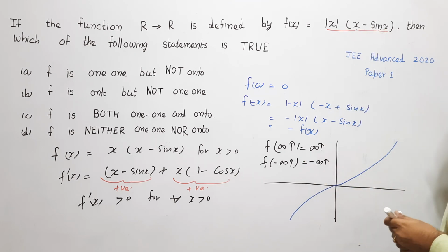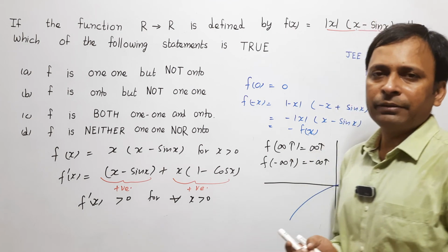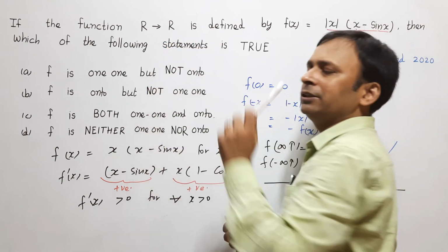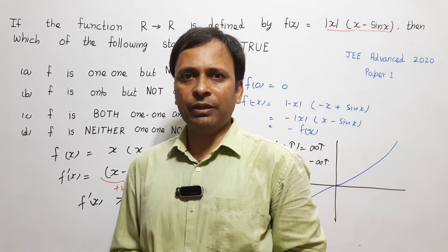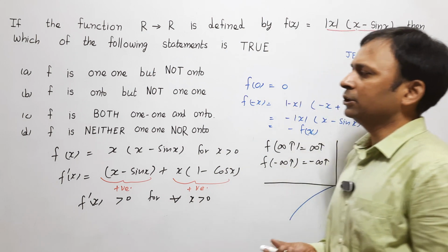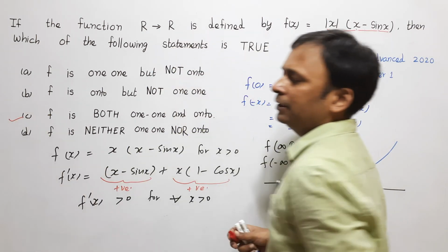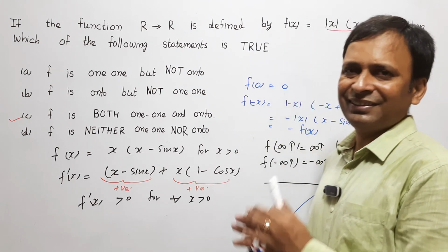So because this function takes all the real values between minus infinity and infinity, its range is all real values, which is the same as its codomain. That means the function is an onto function. So what does this prove? That this function is both one-one and onto. So the correct answer is option C, that this function is both one-one and onto. This way we can easily solve this problem.